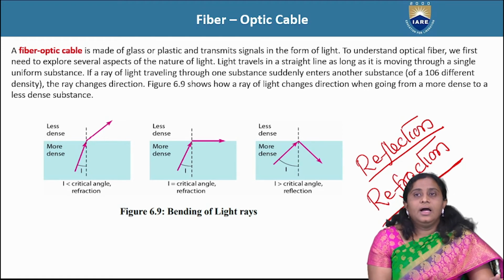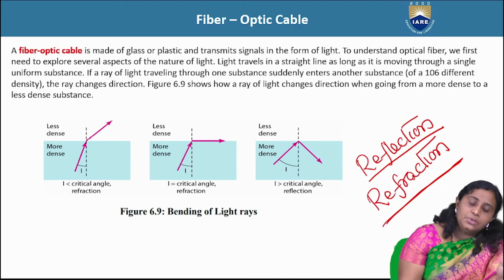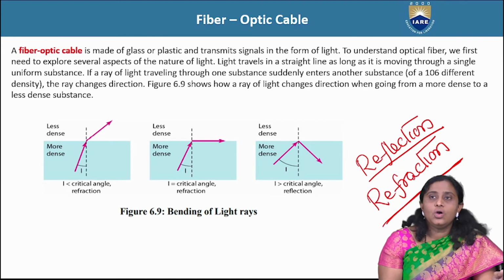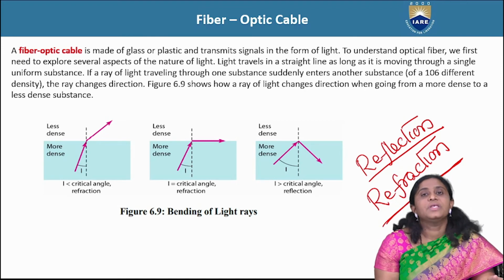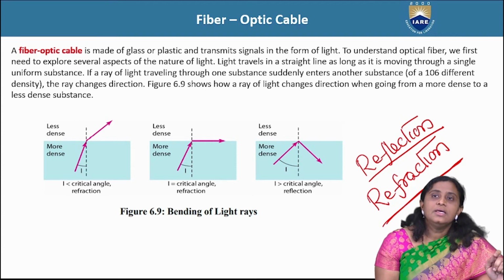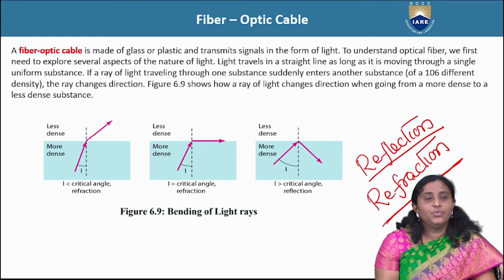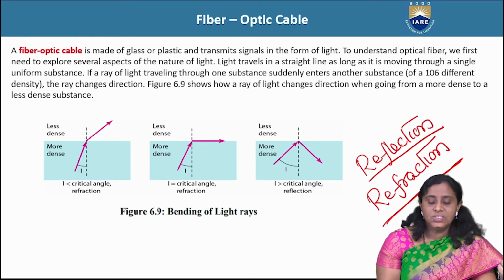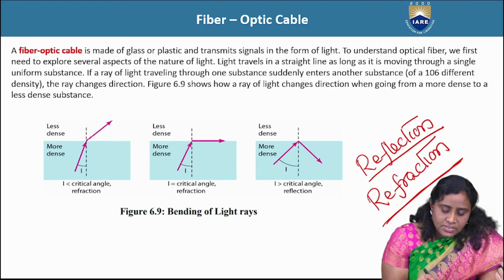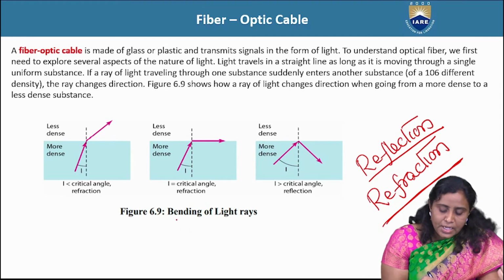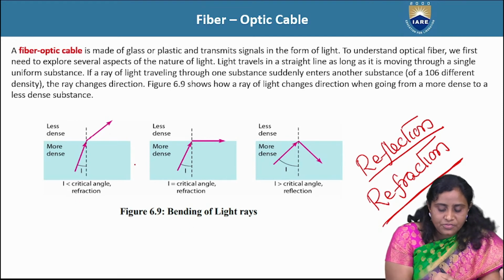So here, the second point is that light can travel in a straight line as long as it is moving through a single uniform substance. If a ray of light traveling through one substance suddenly enters another substance of different density, we need to identify that. The ray changes direction, by means of the bending of light rays in different directions.